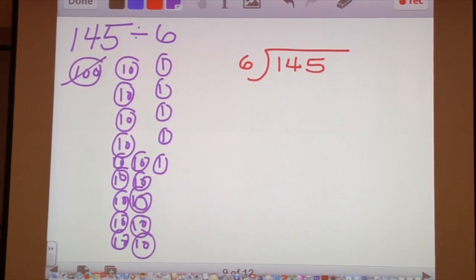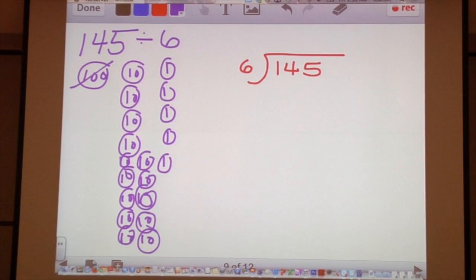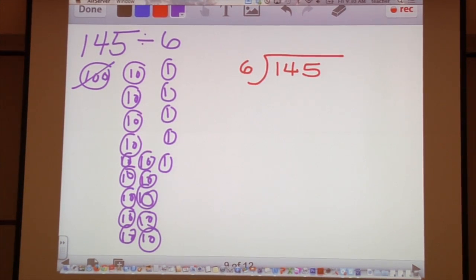Now, how many 10s do I have to work with? I have 14 10s. So if I want to break those 14 10s into 6 equal groups, how many 10s are going to go into each group? 2. 2 of the 10s are going to go into each group. How many of those 10s have we now used? 12. I've used 12 10s. How many are left? I have 2 10s left, so all of these are gone.